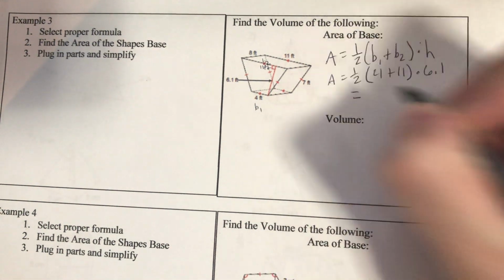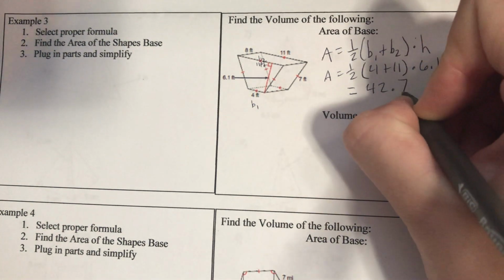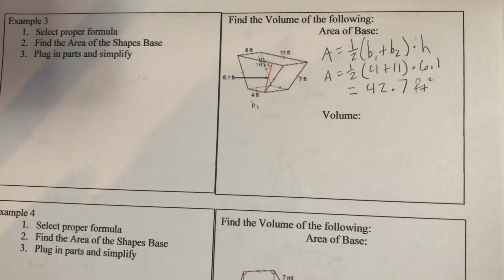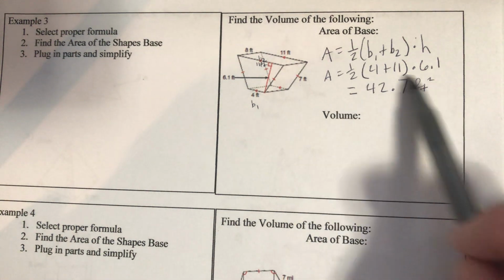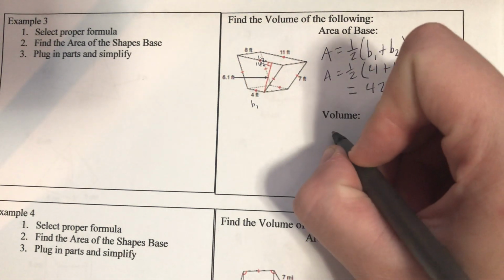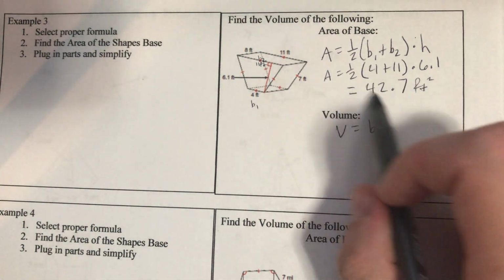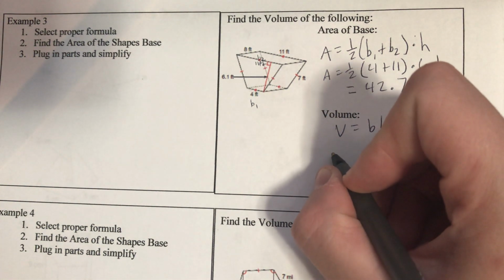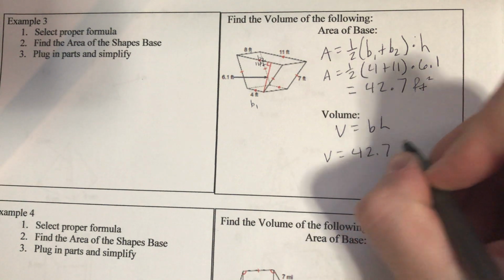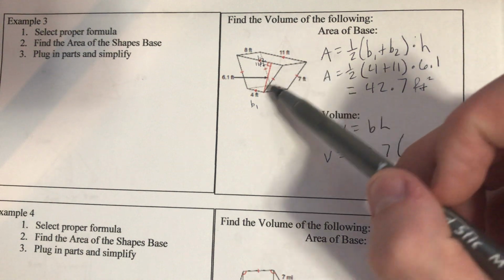When I put that in my calculator, I should get 42.7. If you want to put it in your calculator, double check me, you can. But that'll be the area of our base. Then the volume for a cylinder is just your base times your height. So I'm going to take this base that I found. The most important part for these is finding that correct base. Then I will multiply by our height, and my height is just this length right here.